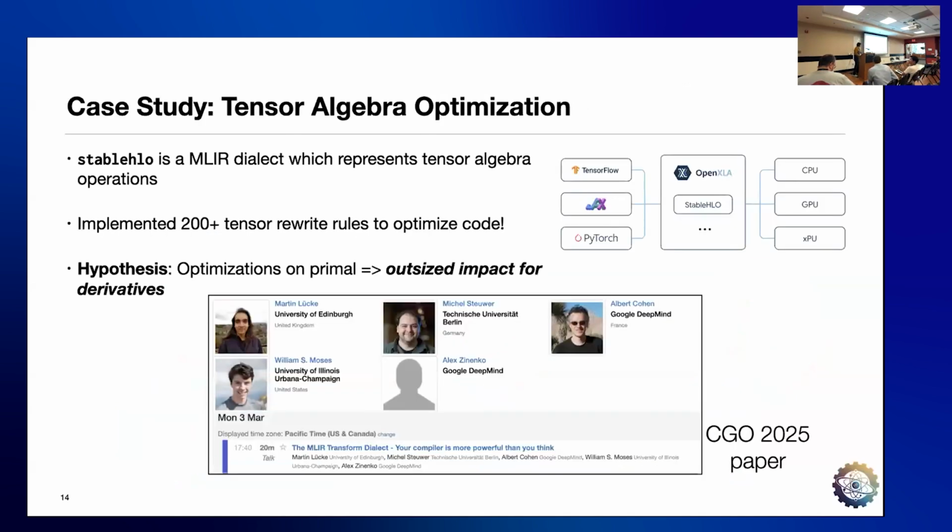So this is a case study of tensor algebra optimization with Enzyme MLIR. StableHLO is an MLIR dialect for tensor algebra operations. It's developed by Google. A few of our collaborators in our CGO 2025 paper implemented 200 plus tensor rewrite rules to just optimize tensor code. Our hypothesis here is that on the primal code, if we run these optimizations before generating the derivative, it will lead to outsize impact for derivatives.